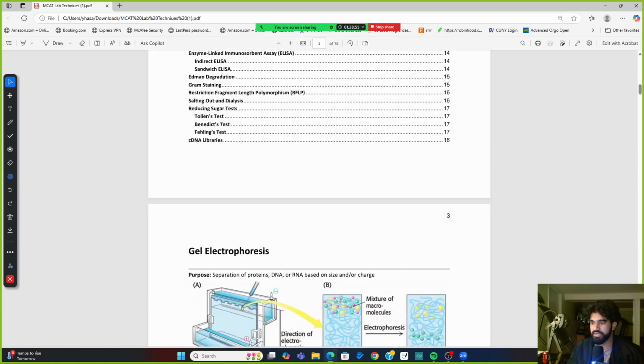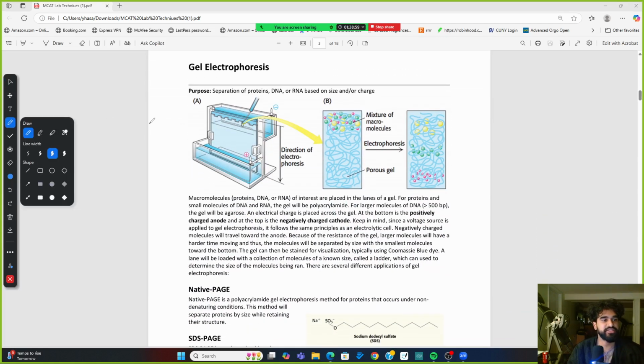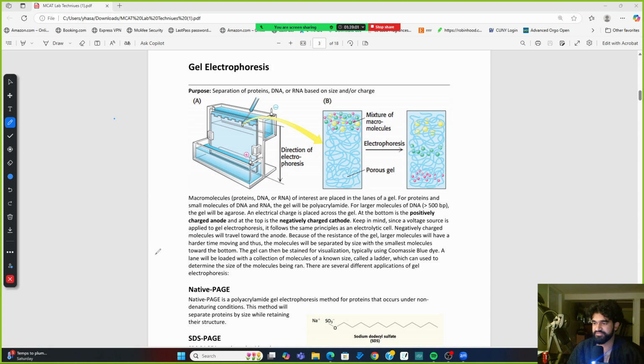So, lab techniques. The thing about lab techniques is that sometimes they're just really easy points for you to get on the MCAT. Sometimes they'll just ask you straight up a question about lab techniques. Sometimes the lab techniques are going to be incorporated into a passage where they're going to show you the results of a gel, or they're going to show you something from an NMR, or they're going to show you something from a mass spec, and you're going to have to interpret it, right? So let's start with gel electrophoresis, right?